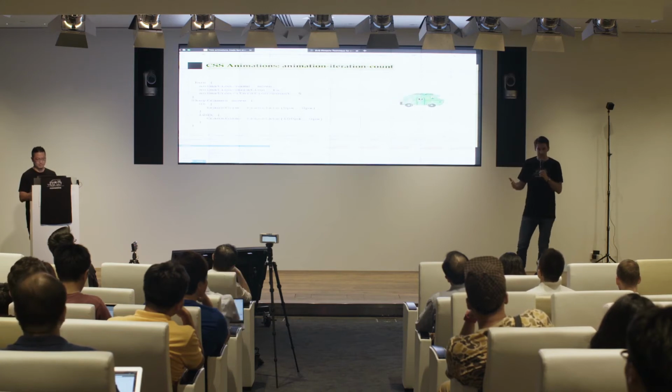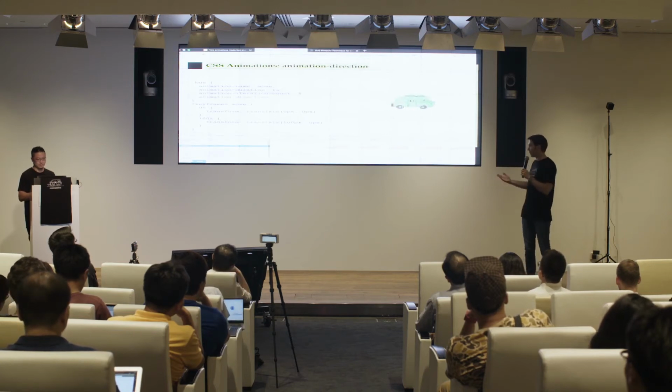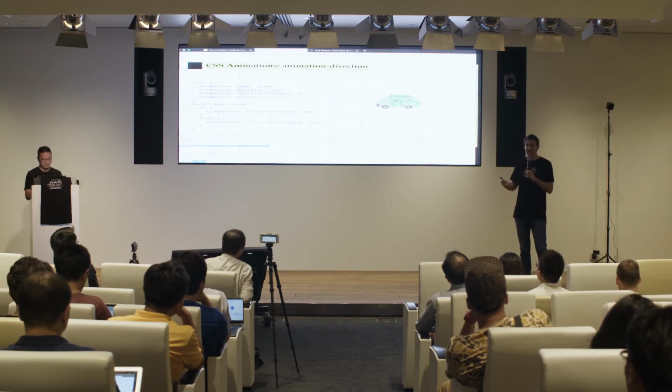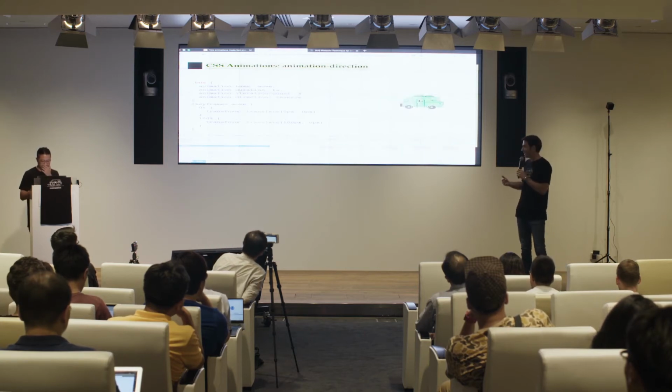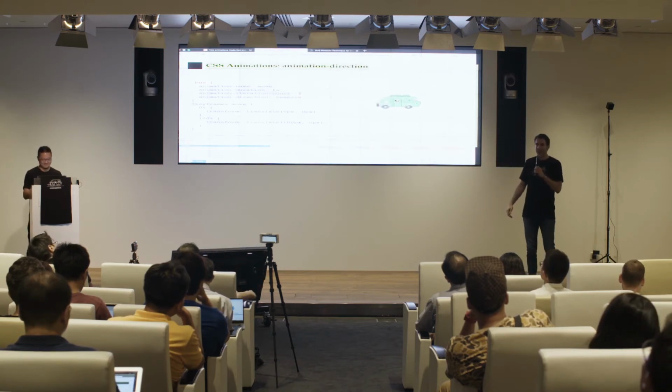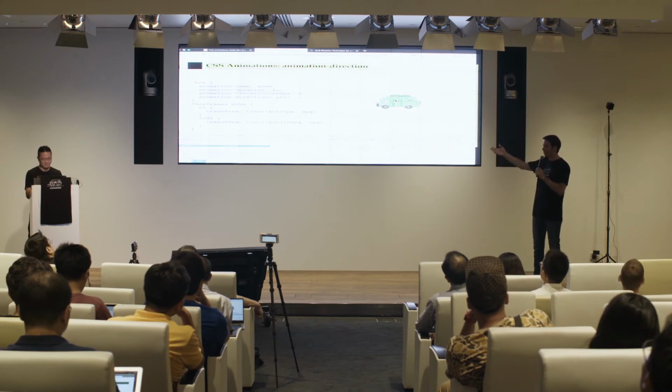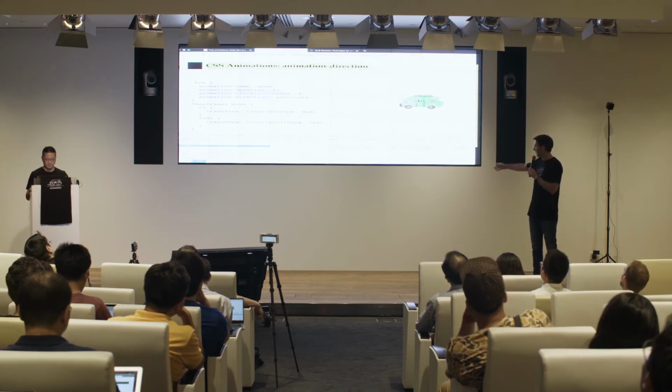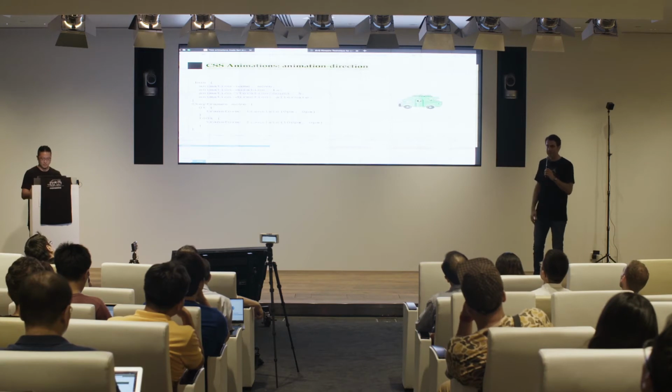We can also change the direction of the animation with something called the animation direction. We can make it run backwards by saying reverse. And you can see the graph now goes backwards, and this thing goes backwards. And we can also make it go backwards and forwards using alternate. And kind of, I guess, what you'd expect.